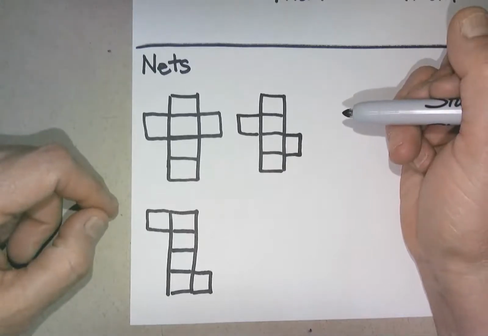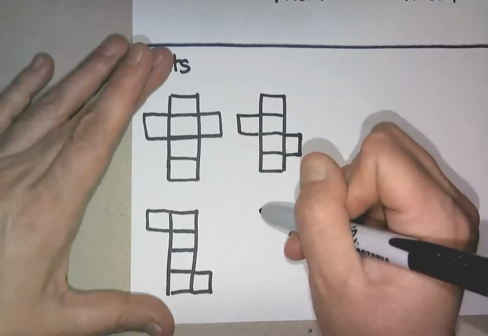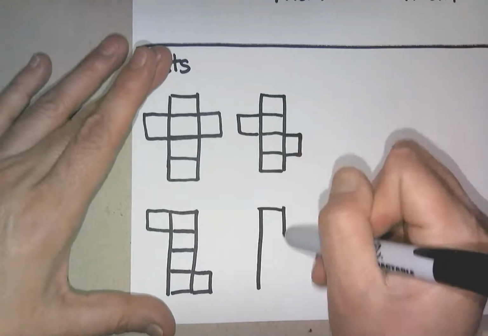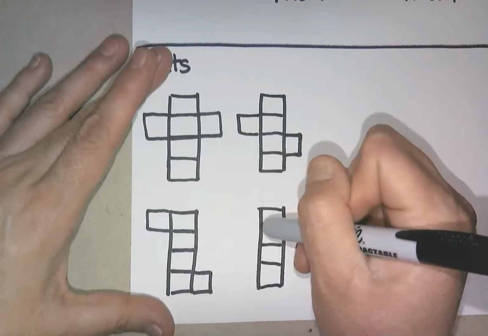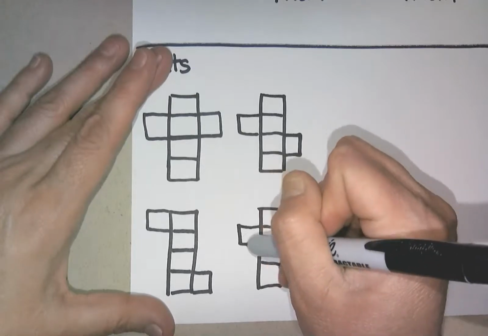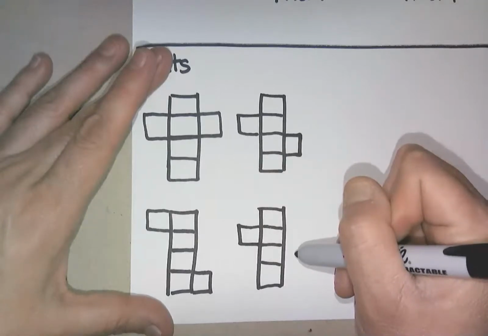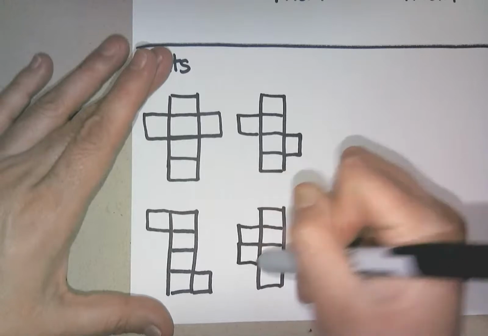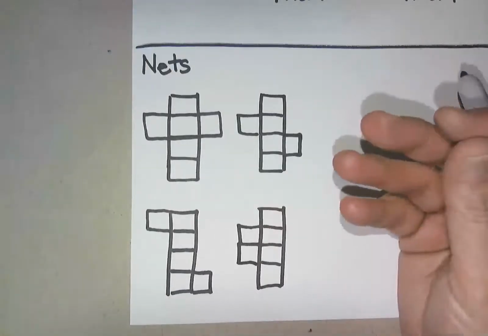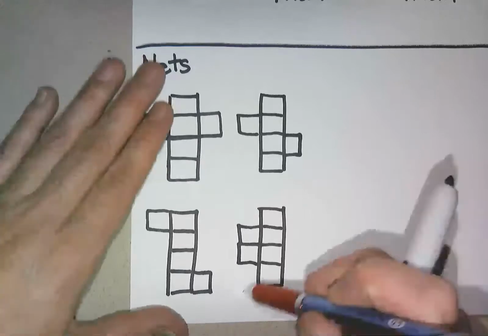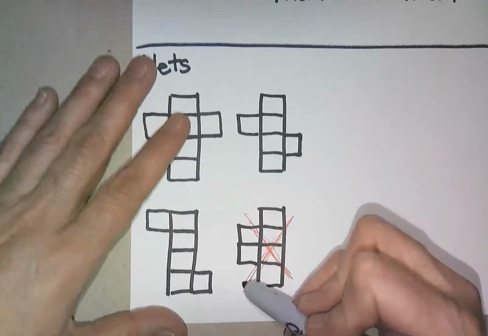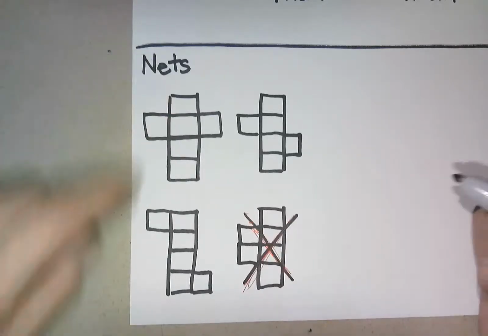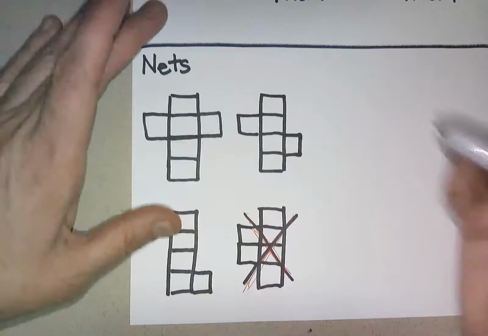But the one thing you can't have, let me show you a no-no. 1, 2, 3, 4. One thing you can't do is put one piece here and one piece here. Okay? So that's a no-no. So this would not work. So these are all yeses. Those would work for a cube. You go ahead and draw a little cube up here.